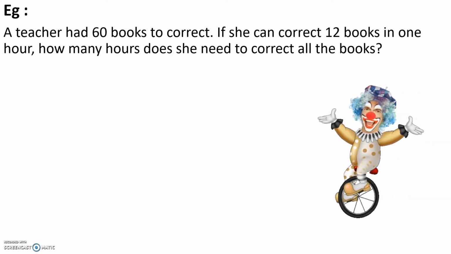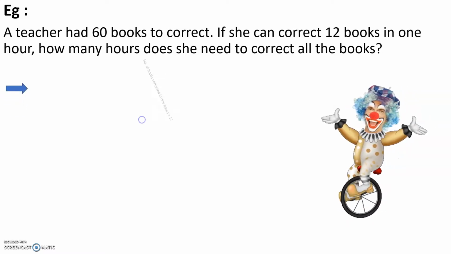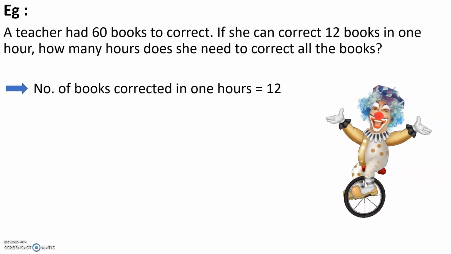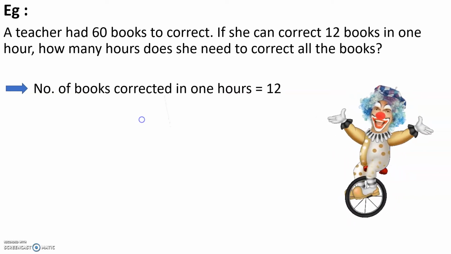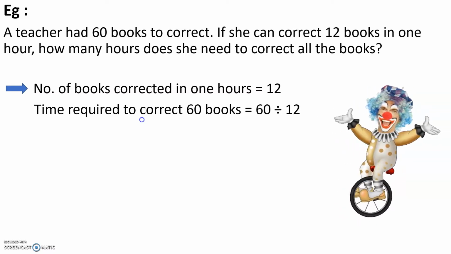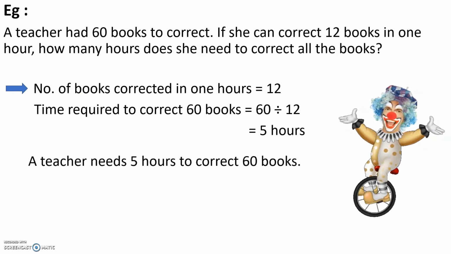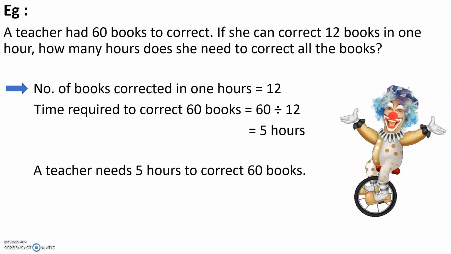One more example. A teacher had 60 books to correct. If she can correct 12 books in 1 hour, how many hours does she need to correct all the books? Let's see the solution. Number of books corrected in 1 hour, 12. So therefore, time required to correct 60 books is equal to 60 divided by 12. We get the answer as 5 hours. So how many hours will be needed? Yes, the teacher needs 5 hours to correct the 60 books.